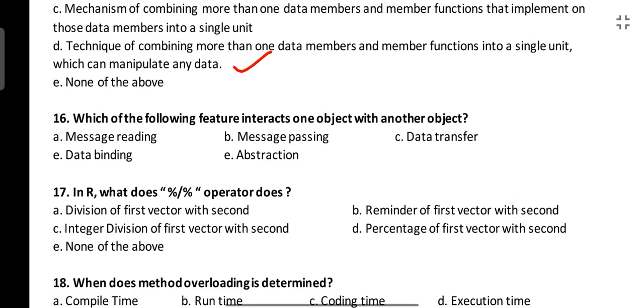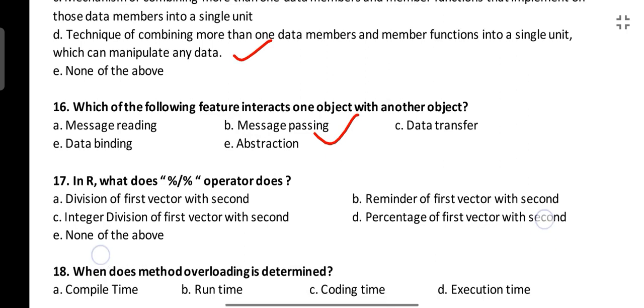The next question is, which of the following features interacts one object with another object? This is again about the properties of object oriented programming. The feature is message passing. So at least we should know all the features of OOPS, like inheritance, abstraction, dynamic binding, message passing. Those things we should know. At least the definitions we should know. Questions can come directly from there.